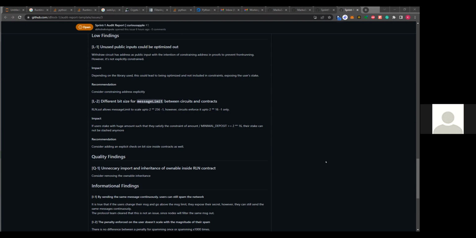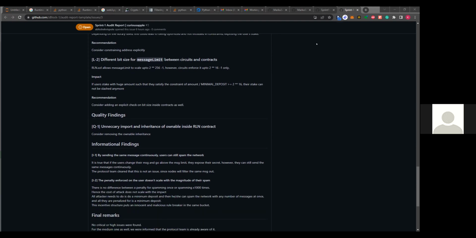Consider if the stake that is being input, if that token's value is on the lower side, then someone can put a huge amount of stake such that the division for the message limit goes beyond 2 raised to 16, and then their stake cannot be slashed or withdrawn. So yeah, that's the issue. The likelihood of this happening is very low, considering the tokens. If you consider minimal deposit as some principal amount, then the likelihood goes lower. So yeah, that was L2.